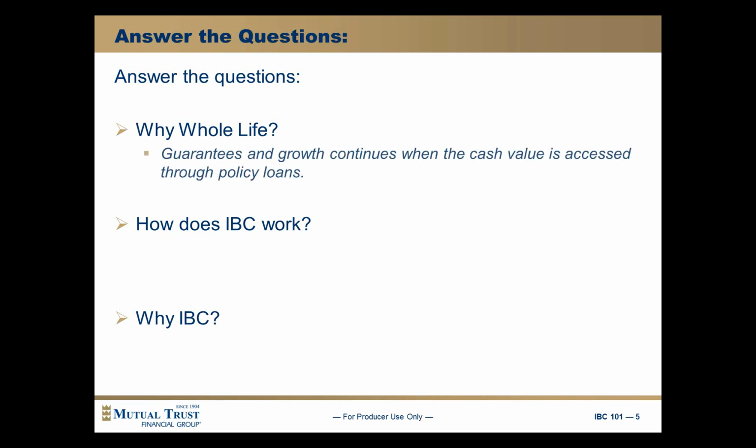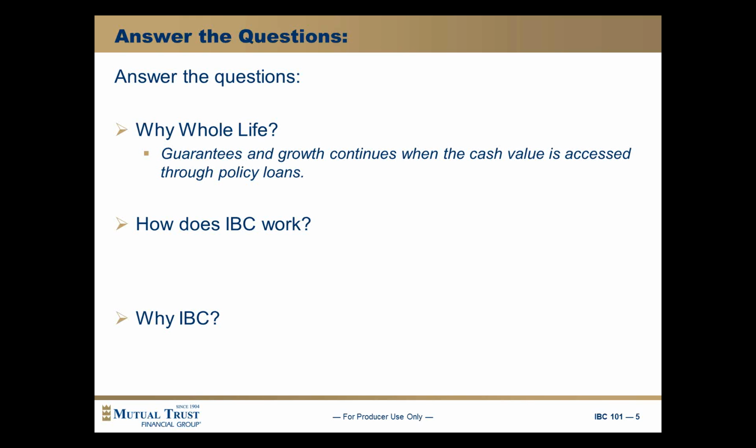So why whole life? Guarantees and growth continue when the cash value is accessed through policy loans. So one of the, I would say, three or four primary aspects of IBC that make it so powerful is, one, the power to collateralize, and how important that is. And you need to be able to collateralize money, and you need to know what you're going to get when you do collateralize. So it has to be something you can count on and being there, and you need to be able to access it.